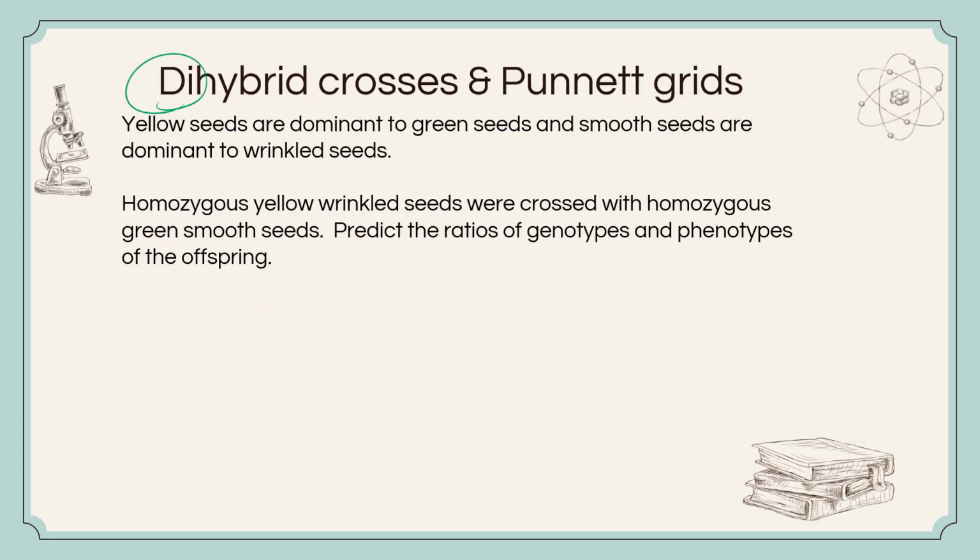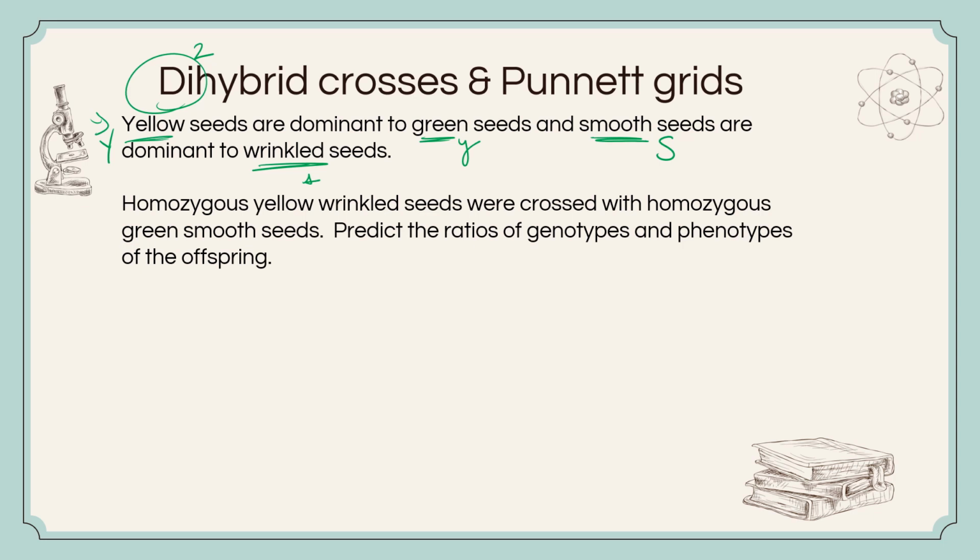Remember that prefix di means two, so with dihybrid crosses, we're looking at two traits at the same time. In this example, we have seed color, yellow is dominant to green, and we also have seed texture, where smooth is dominant to wrinkled. We do like to use letters related to the dominant trait, so I'm going to pick big Y for yellow and little y for green, big S for smooth and little s for wrinkled. Of course, you don't have to use those letters. This is just common practice.